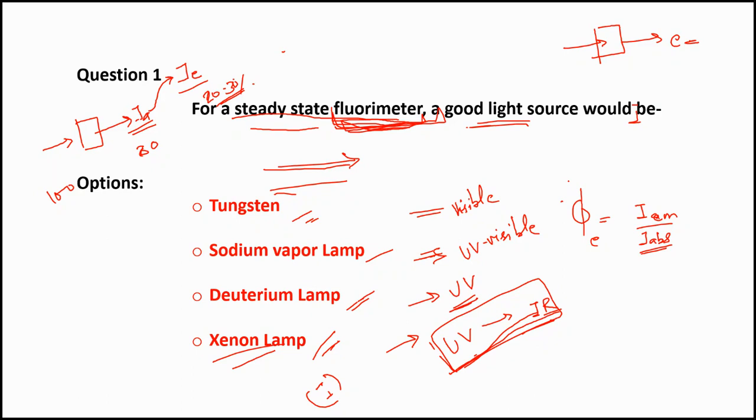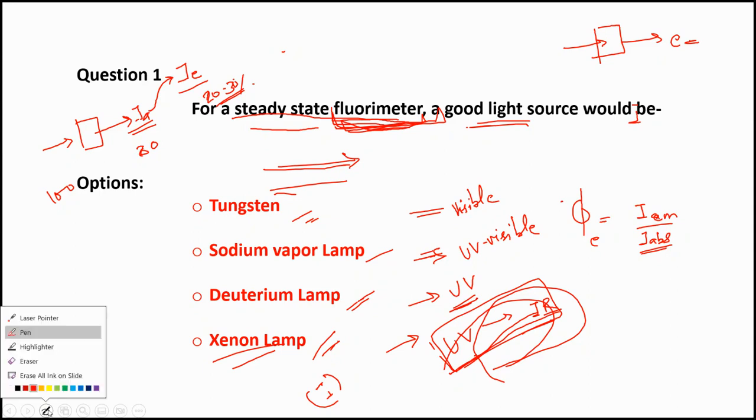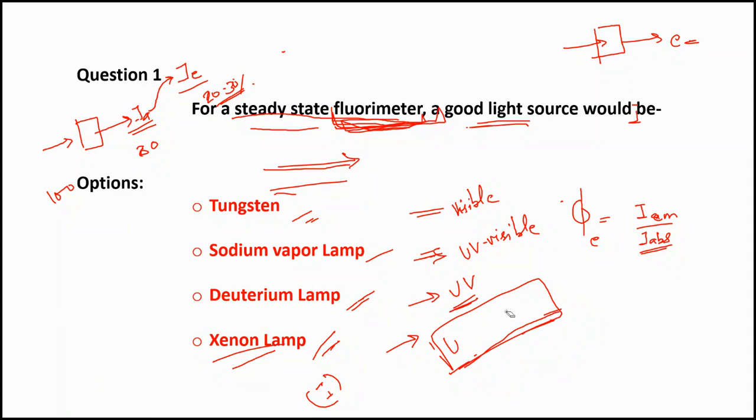But in the case of a fluorimeter, we need a source which has a high intensity of light. Compared to the tungsten and deuterium lamps, the xenon lamp has higher intensity, and second thing, it has a higher range from UV to IR. So these are the two main reasons why we are selecting the xenon lamp.